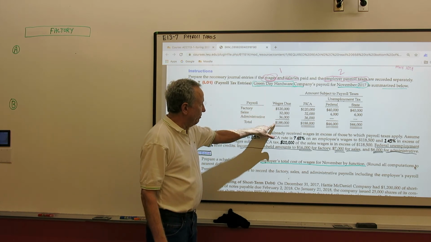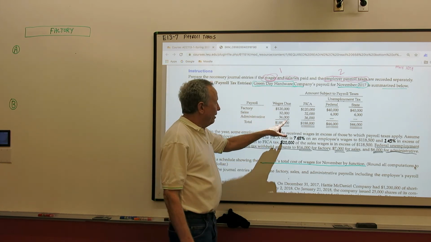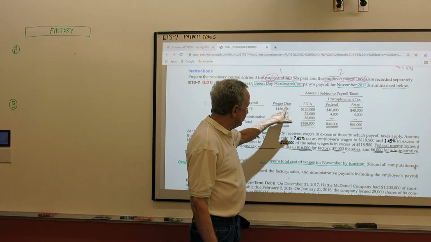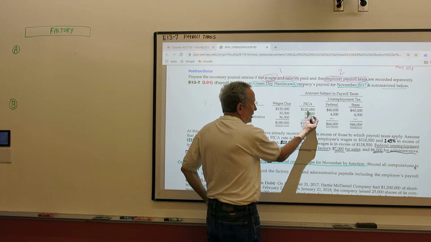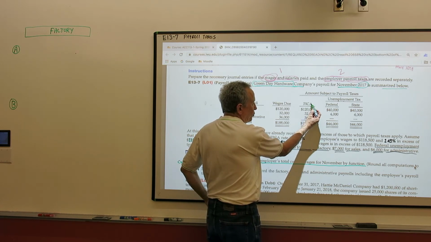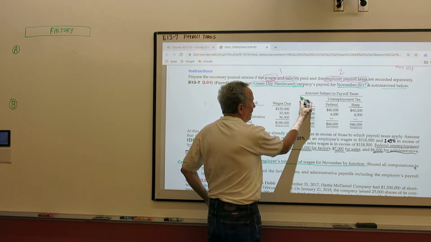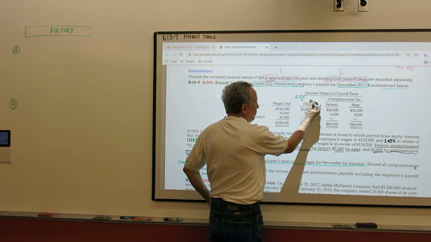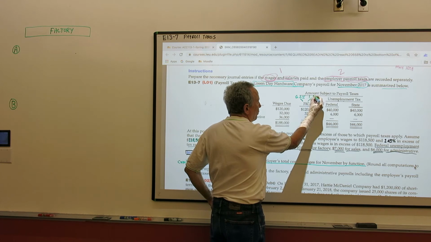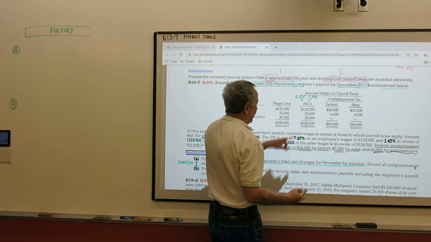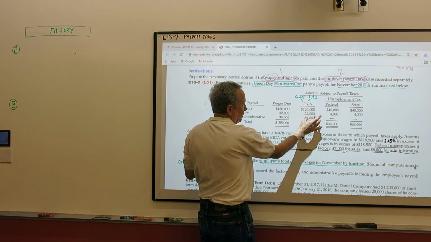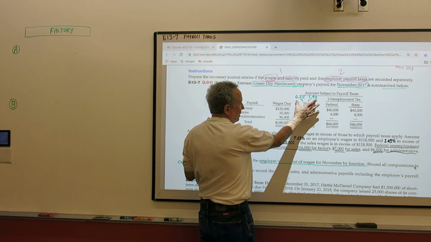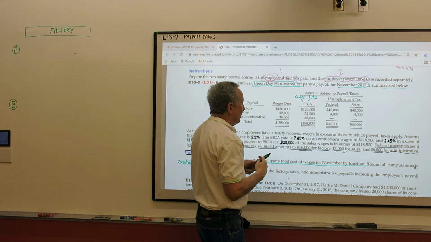Their wages, they've earned $188. Now here they're saying the same wages. They're putting them in a column to tell you that these wages are subject to the Social Security tax. They're referring again to OASDI, the 6.2%, and again to Medicare, which is 1.45. Again, they're saying that these wages should be subject to both of these.